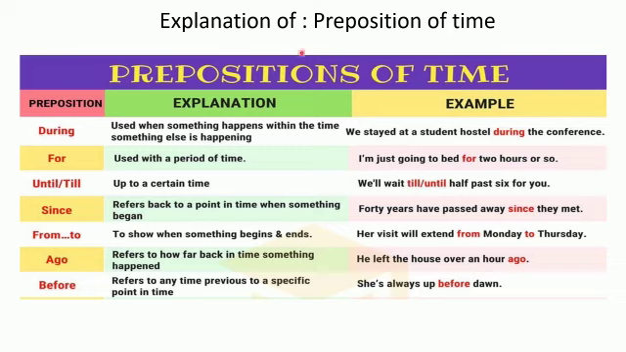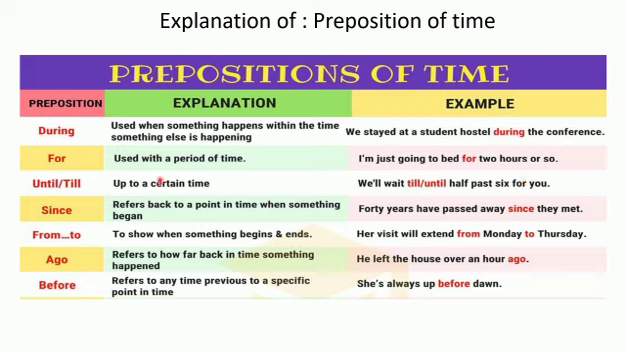Let us learn first preposition of time. Here the preposition, explanation and examples are given. During. The first word is during. Used when something happens within the time something else is happening. Let us see the example here. We stay at the students' hostel during the conference. When two things are happening at the same time, you use during.